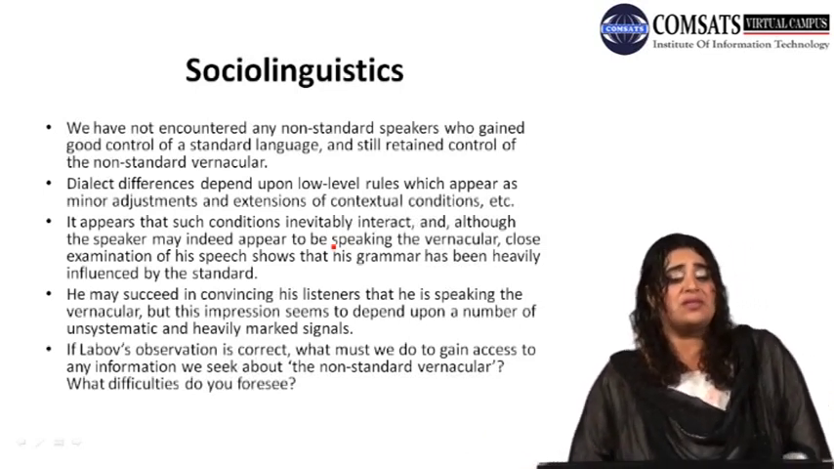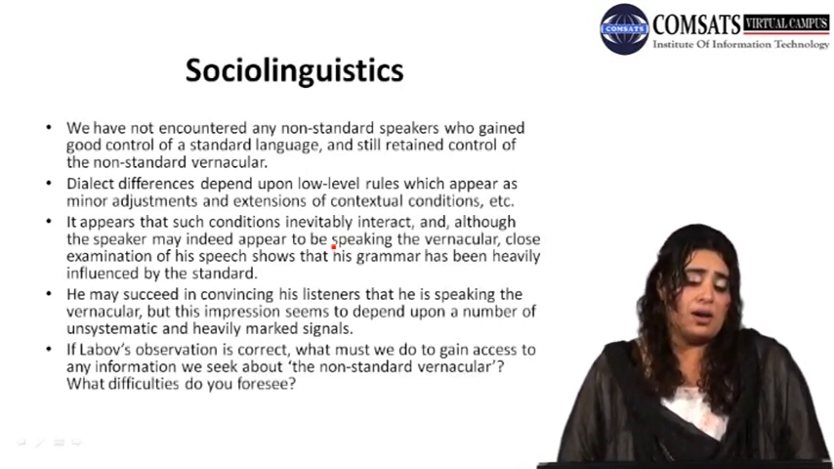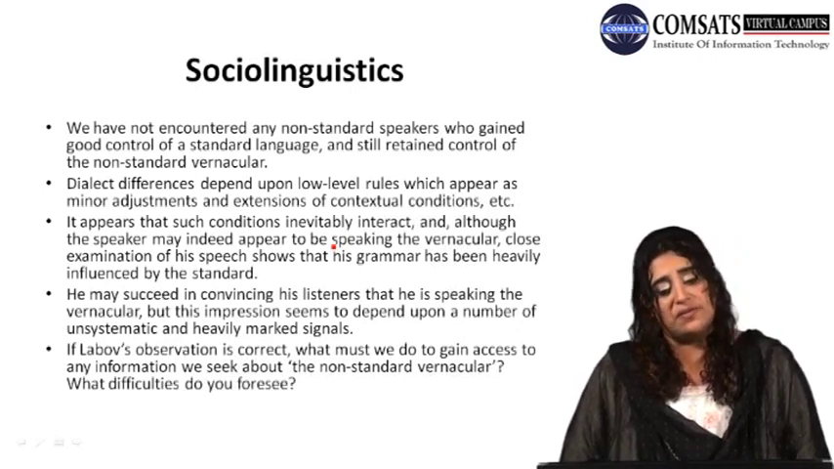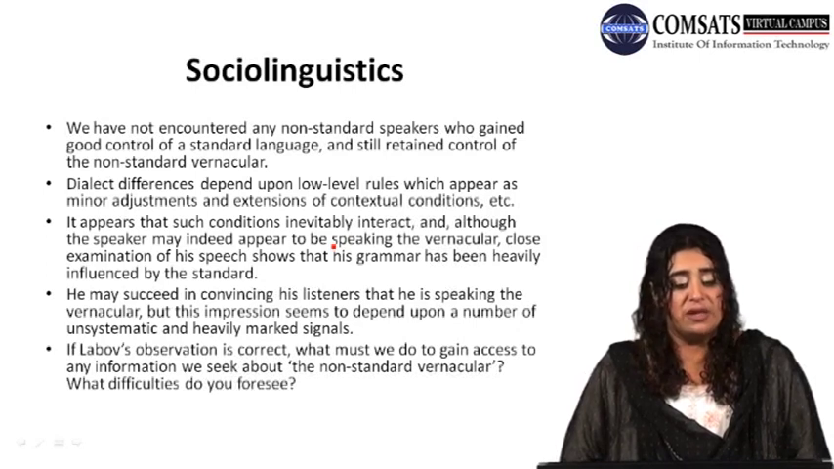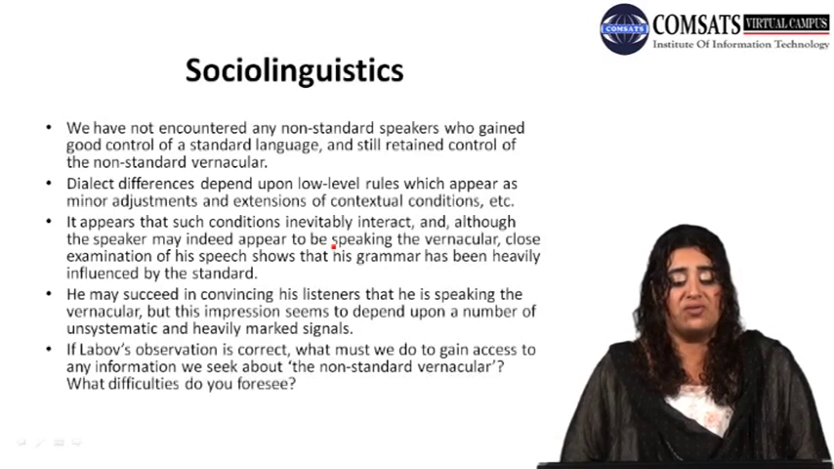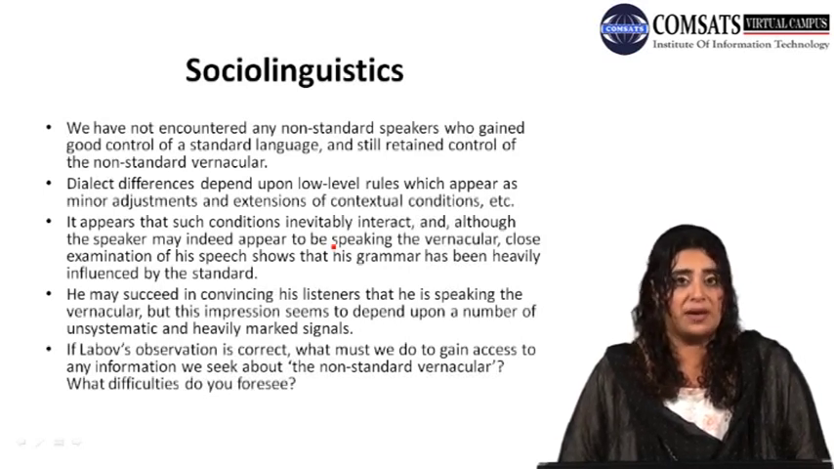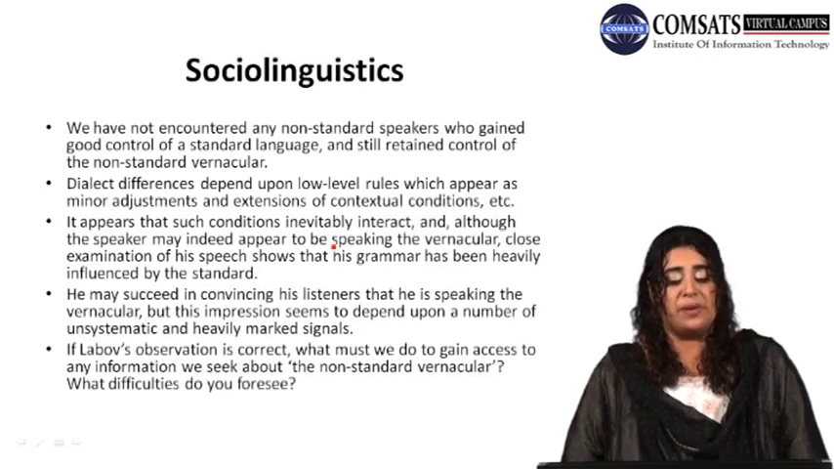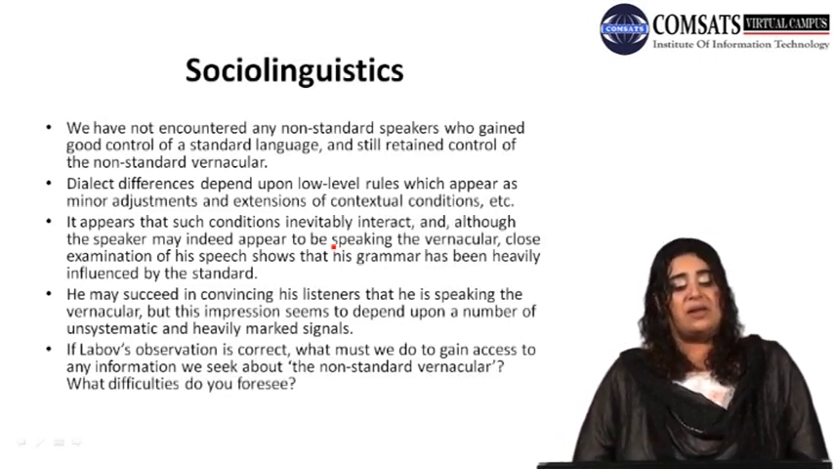So dialect differences depend upon how lower level rules appear as minor adjustments and extensions of contextual conditions. So it appears that such conditions inevitably interact, and although the speaker may indeed appear to be speaking the vernacular, close examination of his speech shows that his grammar has been heavily influenced by the standard. So he may succeed in convincing his listeners that he is speaking the vernacular, but this impression seems to depend upon a number of unsystematic and heavily marked signals.